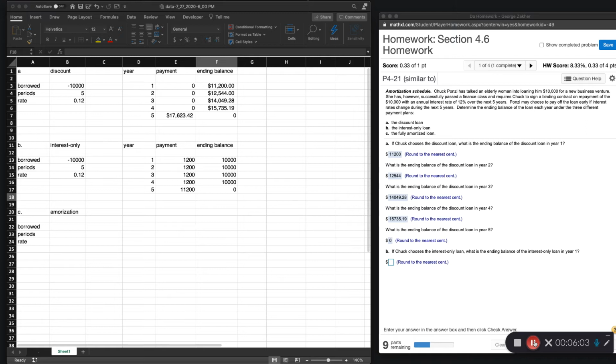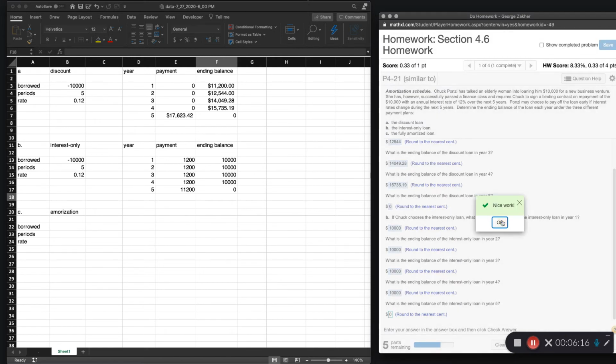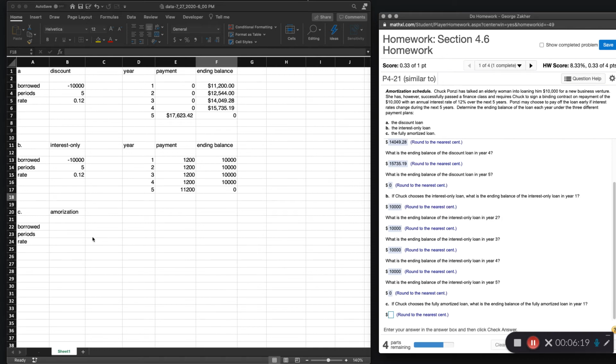So we just finish up punching these in. Again, remember our interest at year 5 is 0. Now we can move on to the amortization schedule, or the amortized loan. In this case, we're still going to be borrowing the same amount of money, same period, and the same rate. But it's a little more complicated in the sense that every year we're also paying off a bit of our principal. That's something we haven't really done yet.